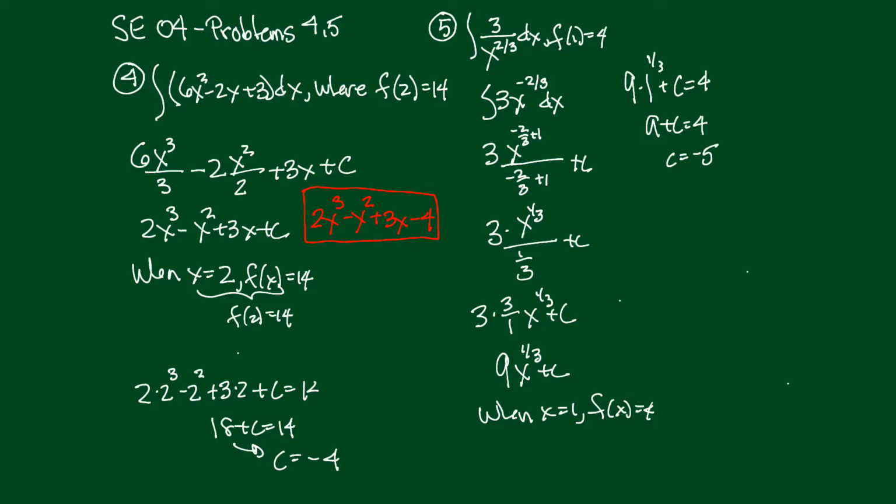So I'm going to rewrite this now to look like this. I'll rewrite this as 9x to the 1/3 and then minus 5. That's our integral. That's probably good, but I think what I might do is, you could write it like this too if you wanted. This would be what? The cube root of x minus 5. Both of those work.